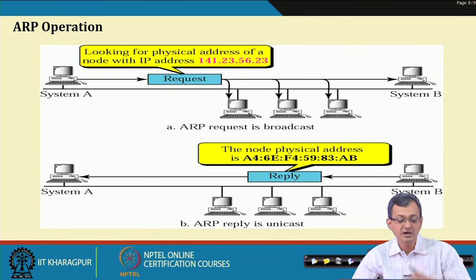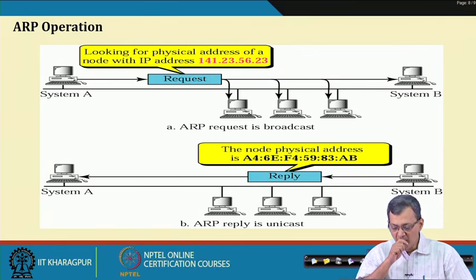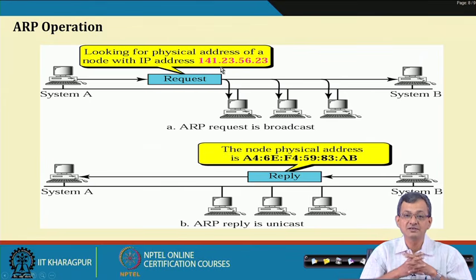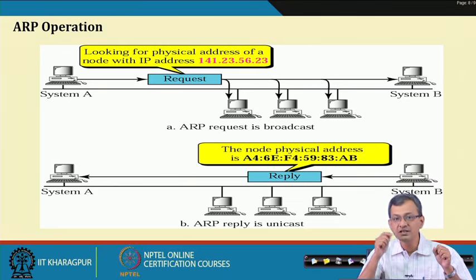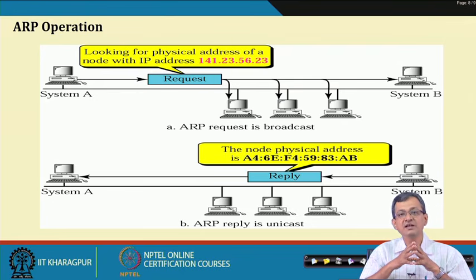So, as we are talking, system A wants to know about some node, say system B. Because system A does not know which IP address corresponds to which physical address. In a network, A wants to send to some system B in the same network, so it is single hop away. But A does not know the physical address, so it cannot send the data link level or layer 2 frame to B.